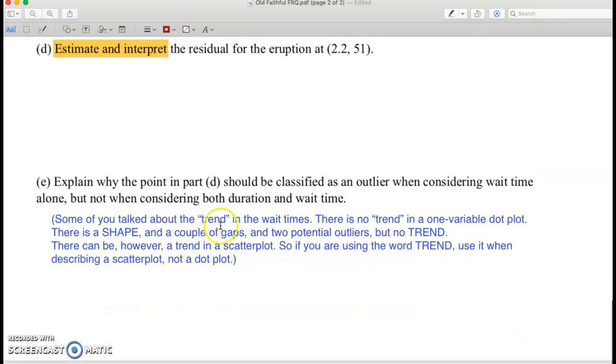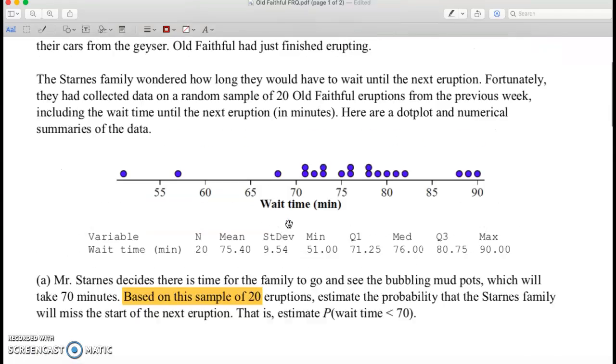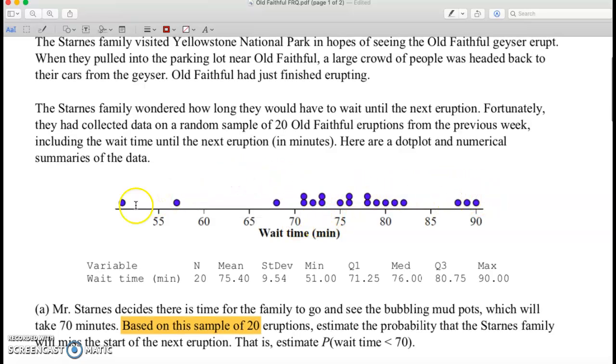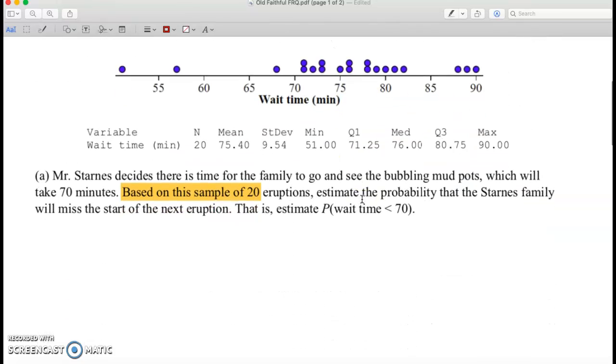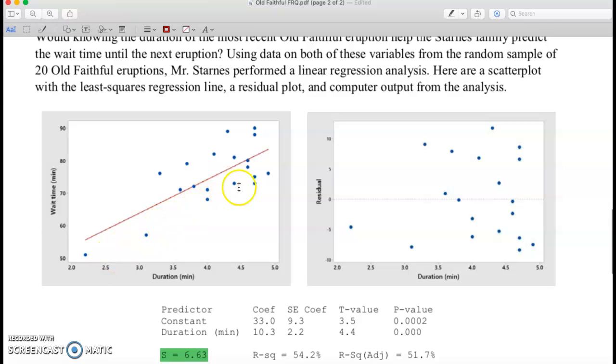Now, I did notice something kind of weird. Some of you were talking about the trend in the wait times, and that's why this point was an outlier, because it didn't follow the trend in the wait times. Well, when you look at wait times, there's not really a trend. That's not the right word. We don't have a trend. We have gaps, and we have space between 51 and the rest of the data. That's something you can talk about. But trend is not a word that you use with a dot plot. Trend is more of a word that you might use with a scatter plot, where something is going up or down, that sort of thing.